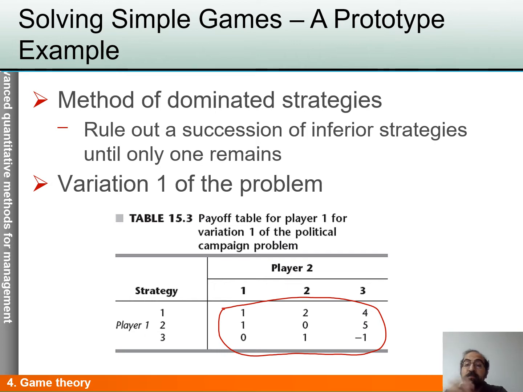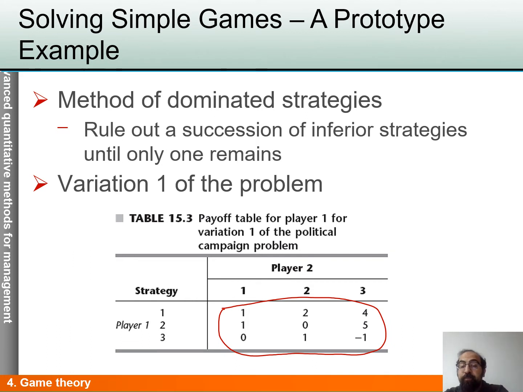So 4,000 plus minus 4,000 is equal to 0. Okay? So what is the meaning of this -1? Easy. It means that player 1, by selecting strategy 3, will lose 1,000 units of votes. And what is the result for player 2 while selecting strategy 3? Easy. It means that player 2 wins 1,000 votes in this campaign.